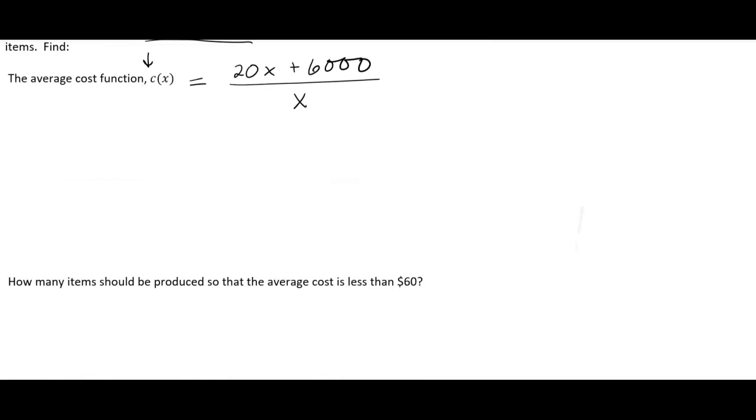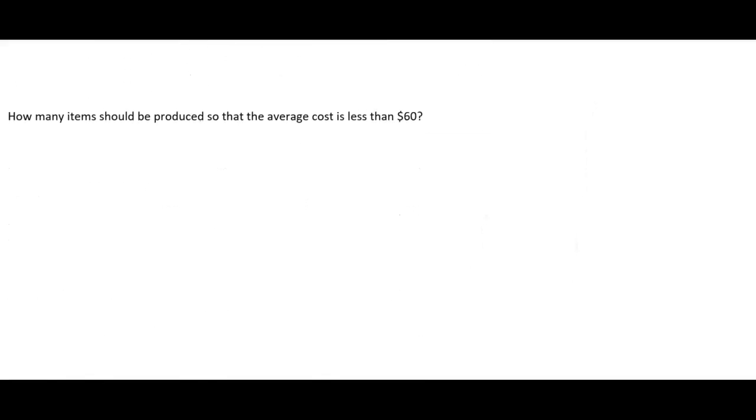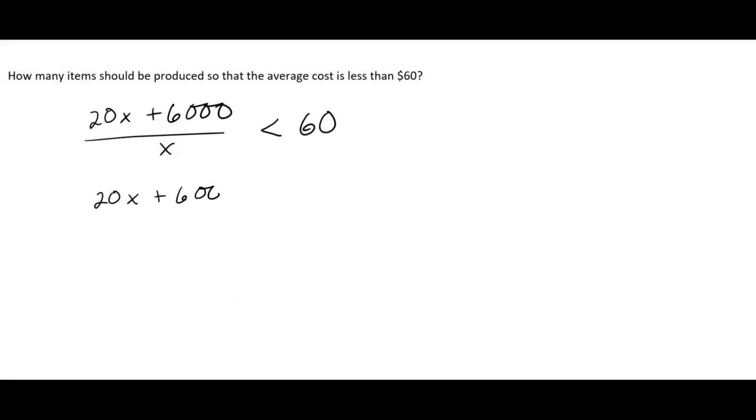Okay, now it says how many items should be produced so that the average cost is less than $60. So we're going to take that cost function we had, 20x plus 6,000 over x, and we want that to be less than $60. So we want the average cost of producing a bike, or whatever you're producing, to be less than $60. So that's the inequality. Now we need to subtract the 60. Now it's just a math problem like the other ones.